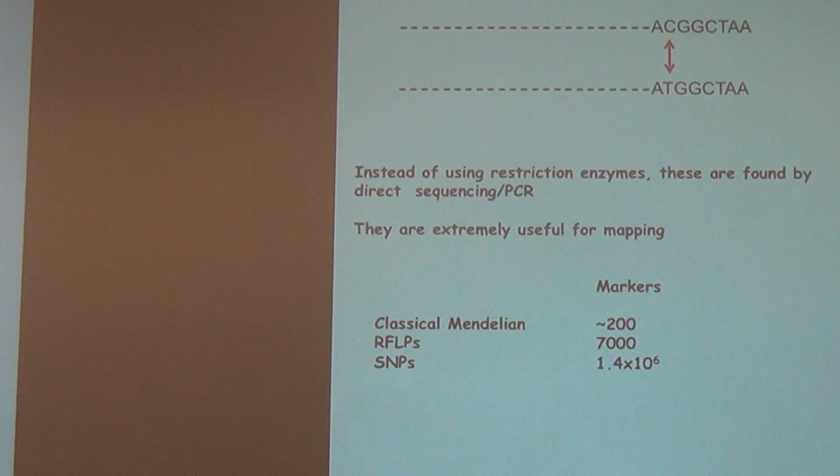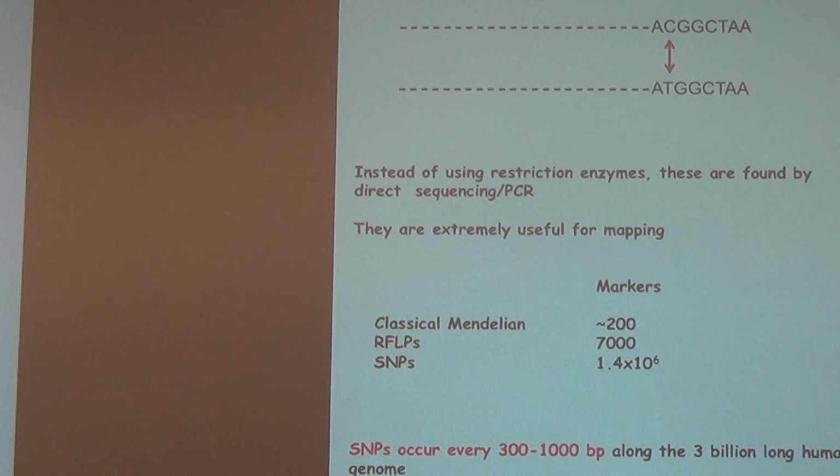So instead of analyzing all 3 billion base pairs, you analyze just the 1 million SNPs and determine how a fragment of a chromosome is migrating from one parent to the child to the grandchild. And so you can use SNPs to map genes as well. So SNPs occur every 1,000 base pairs.